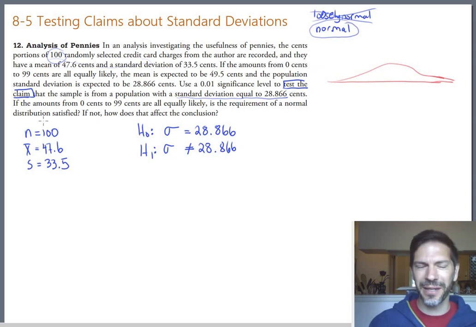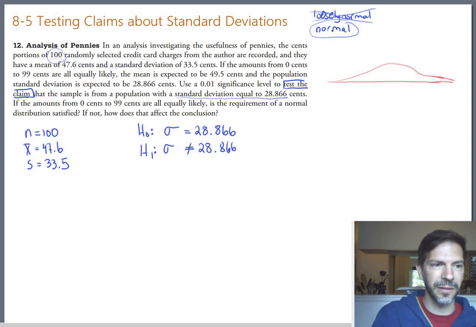But again, I don't know if that's quite convincing enough evidence to reject the null and say the standard deviation is not 28.866. That's what will let the number crunching decide for us. Say just how unlikely is it to get a sample like ours if the null is true. One other thing that's worth pointing out here is for once they have actually changed the significance level for us.